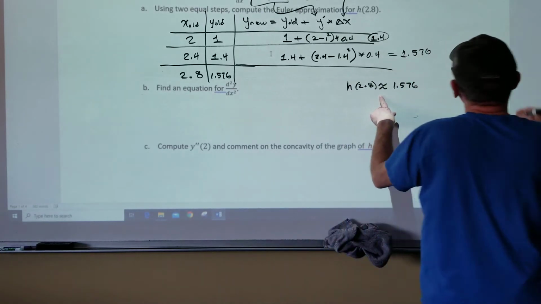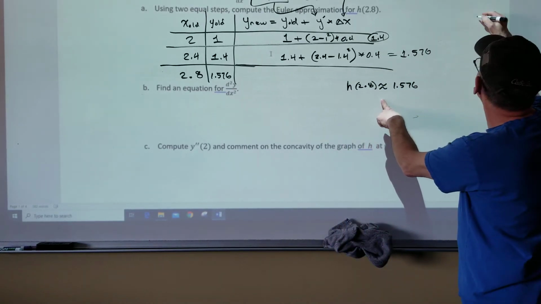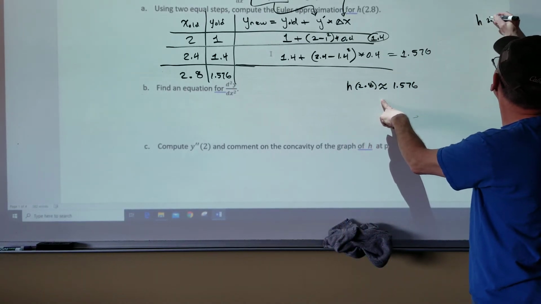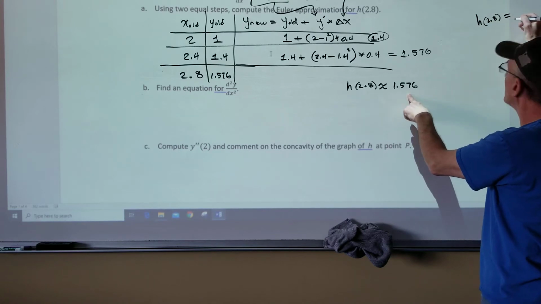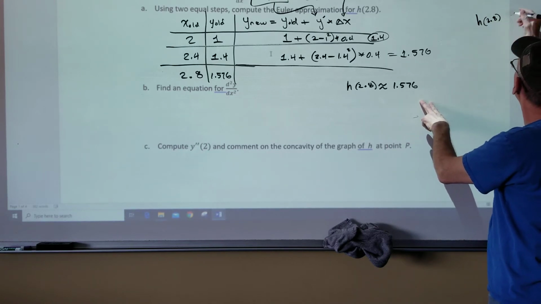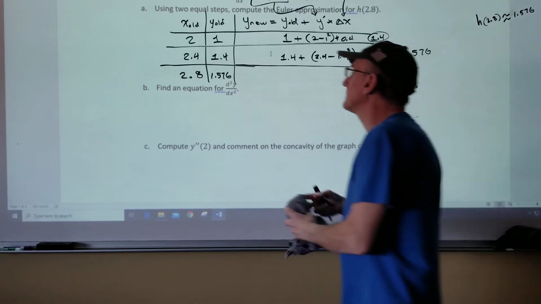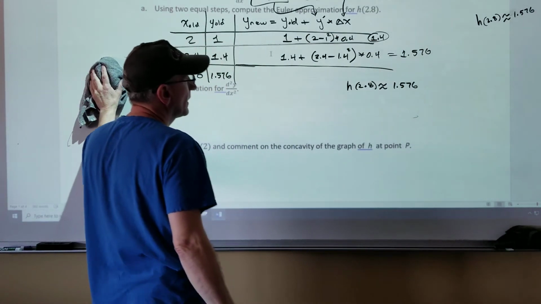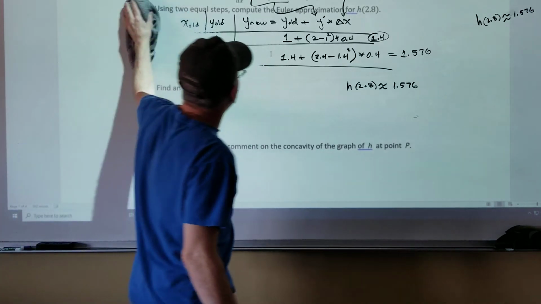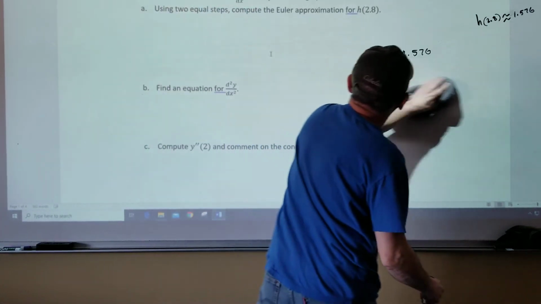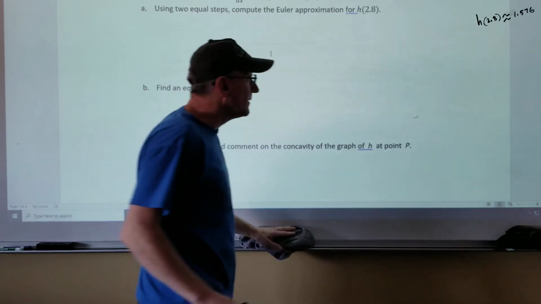Now, I'm going to put that off to the side just in case I want to come back and refer to it in a minute. And then I'll go to some of the subsequent parts of this problem. The approximation is 1.576. Okay? If you're racing quickly, you can always pause the video, rewind it, whatever you need to do, and get the information.